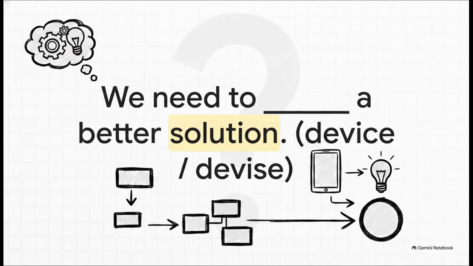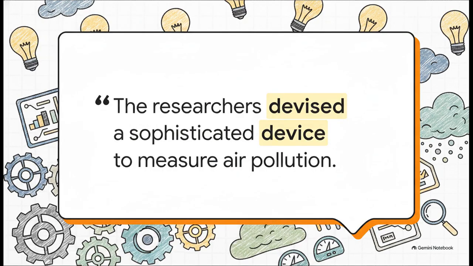All right, time for a quick test. Let's see this in action. We need to blank a better solution. So, which one fits? A, device, or B, devise? Well, if we look at the phrase right after the blank, a better solution, we know that a solution is a mental concept. Plus, grammatically, we need a verb. Therefore, the only logical fit is the verb with the S. We need to devise a better solution. Boom! Nailed it.